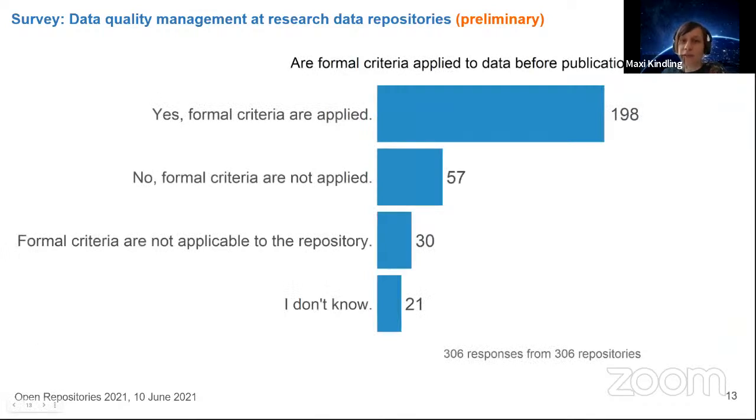Another question addressed whether formal criteria are applied to data before publication. With a number of 198 repositories, significantly more than half of the repositories indicated that there are formal criteria applied before data is published. 57 indicated that no formal criteria are applied. The survey contains a follow-up metrics question on formal criteria in detail and on who is responsible for data assessment and curation of those formal criteria. But this is much too complex to be shown in one slide here, but will be analyzed and shared with you as well, of course.